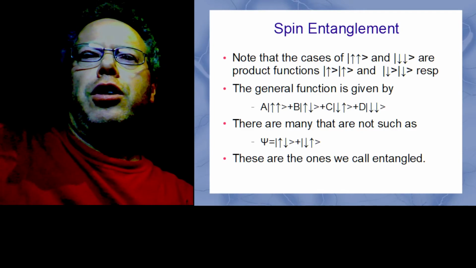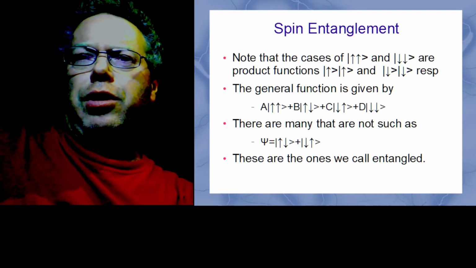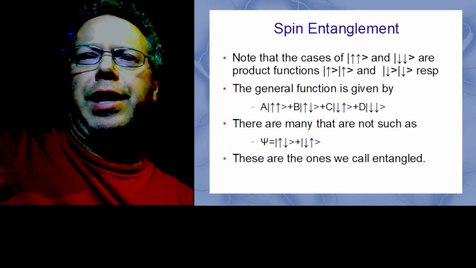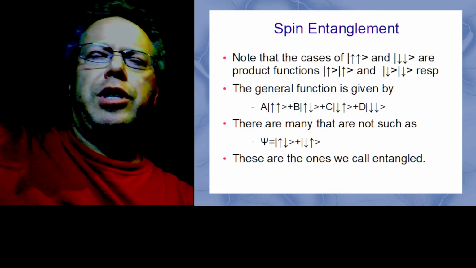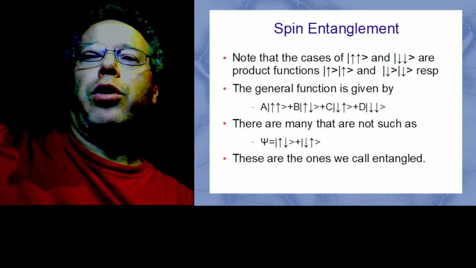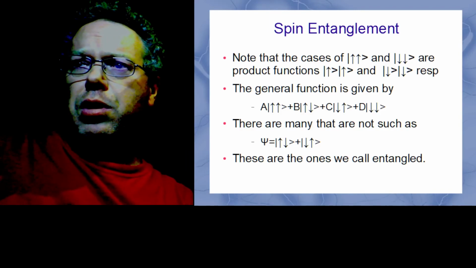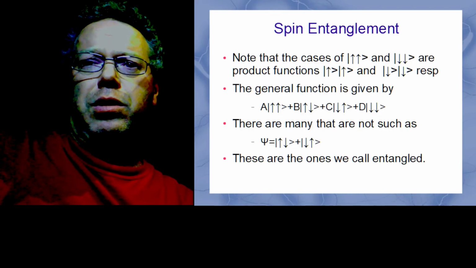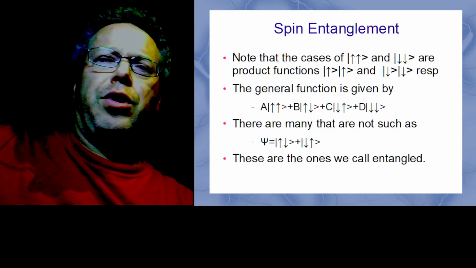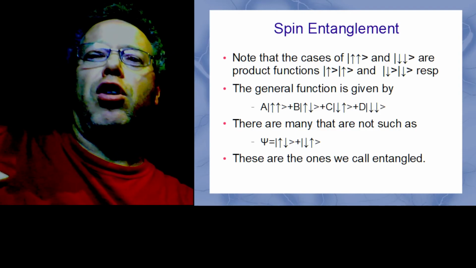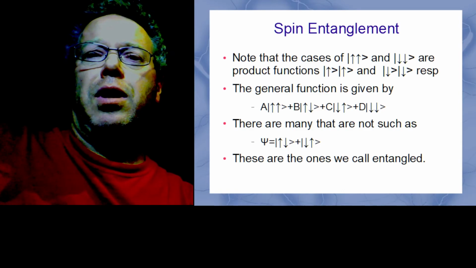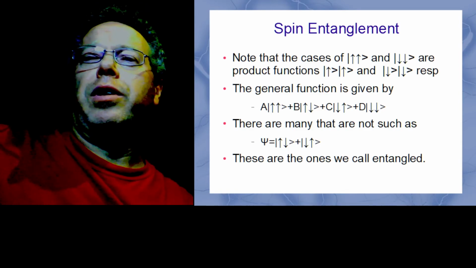And so we've got some product functions: up, up, down, down. The general function is a linear combination of all those cases, just as our original synthetic cubic pair was. But then there are also wave functions that aren't product functions at all. And those are the ones that we call entangled.